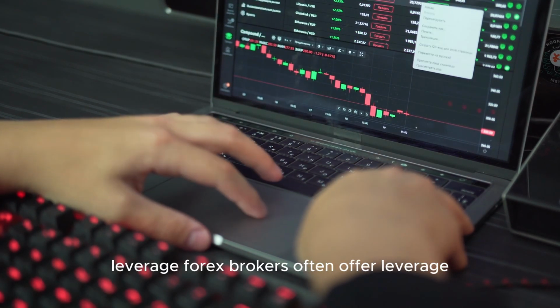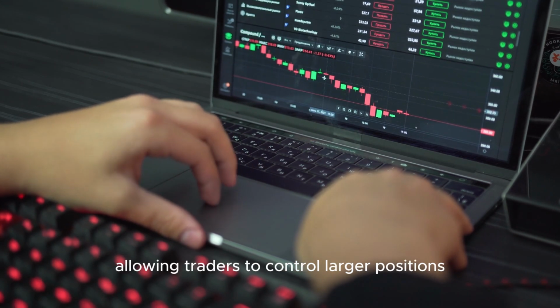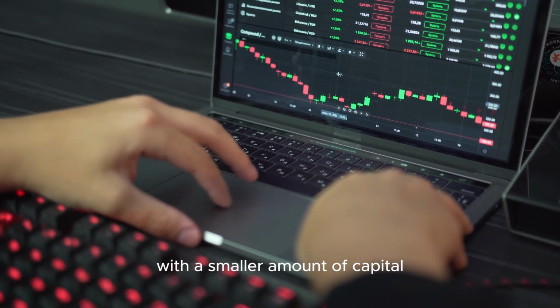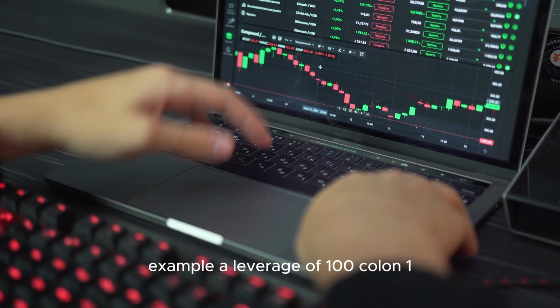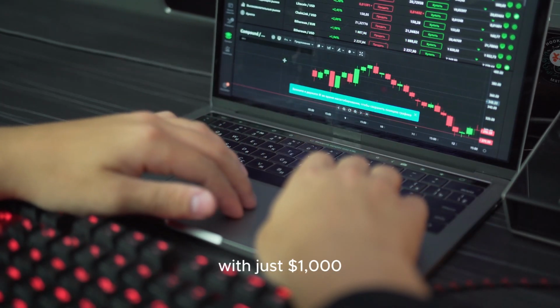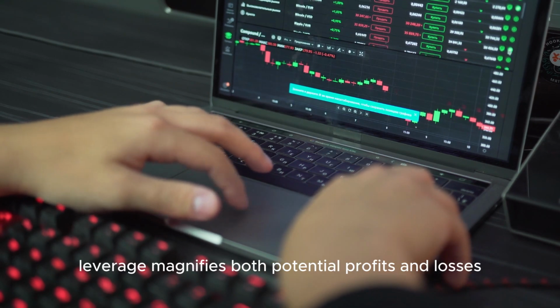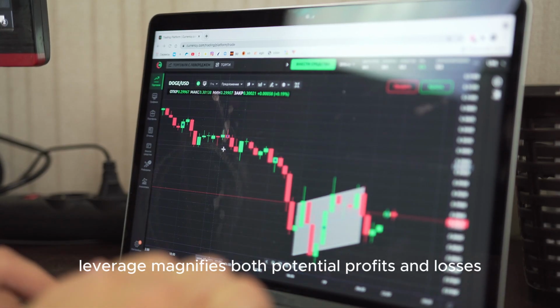Leverage. Forex brokers often offer leverage, allowing traders to control larger positions with a smaller amount of capital. Example, a leverage of 100:1 means you can control $100,000 with just $1,000. However, leverage magnifies both potential profits and losses.